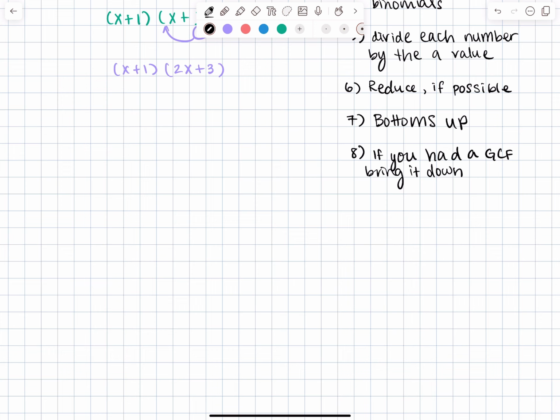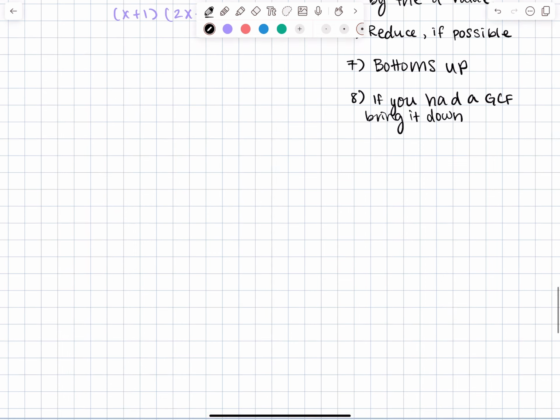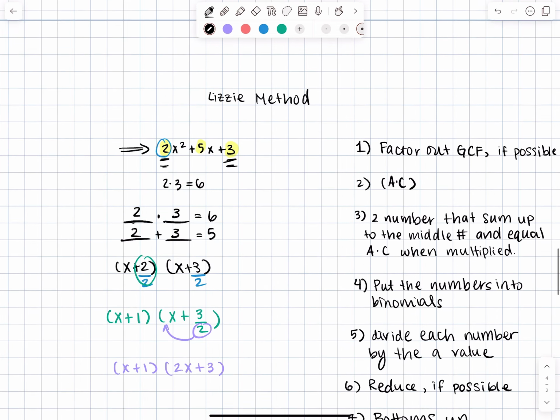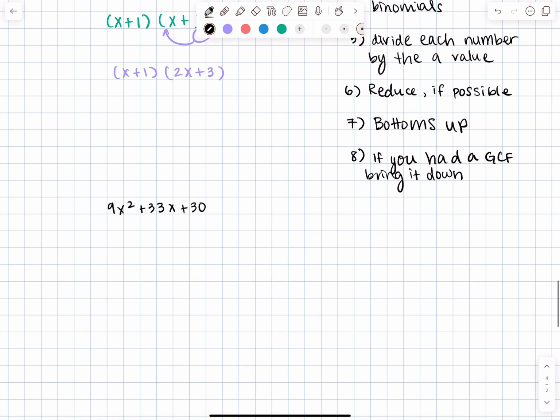So we can take a look at this question over here. Let's just do x, so 9x squared plus 33x plus 30. Our first step is to factor out the GCF if possible. Here we have factors of 1, 3, and that's it. So the greatest is 3, so we are going to rewrite this as 3x squared plus 11x plus 10.